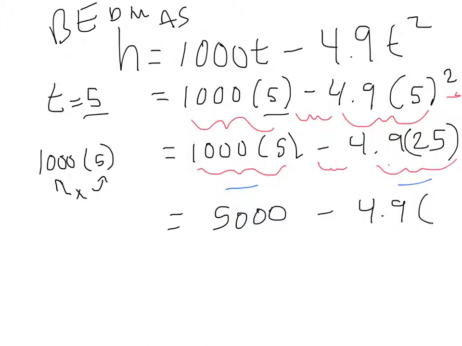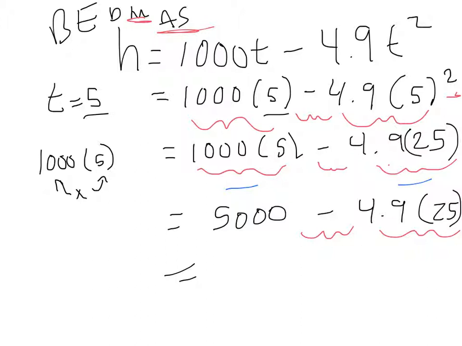4.9 times 25. Now, I have subtracting, and I have multiplying. Which one am I going to do first? I have to do multiplying. Always do multiplying before adding and subtracting. So now, I have to ask myself, what is 4.9 times 25? Well, if you can't do that kind of multiplication in your head, you absolutely should just pull out your calculator and start figuring it out.